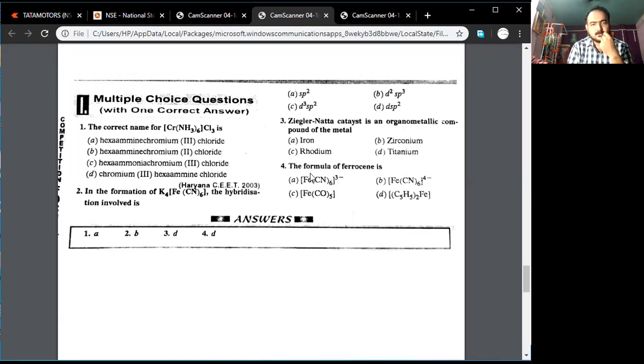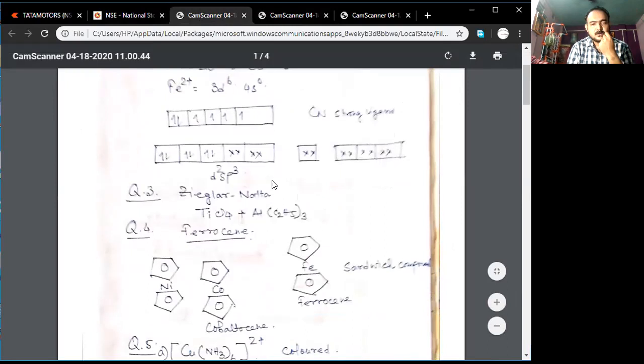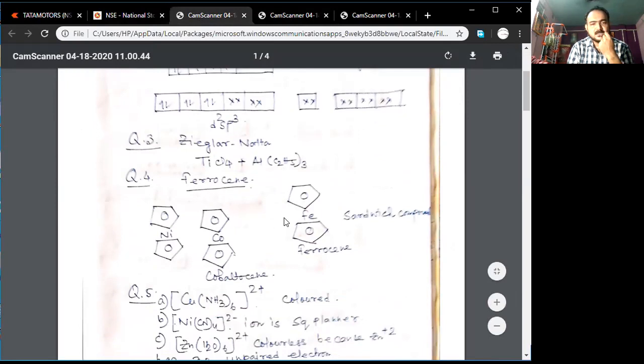What is the formula of ferrocene? If you have to find out the formula of ferrocene, this will be the answer D. But how? You should see here the Ziegler-Natta catalyst, TiCl4 plus Al(C2H5)3. You can see the ferrocene, this one is ferrocene. Actually, this is a very important part. Ferrocene is an organometallic compound.